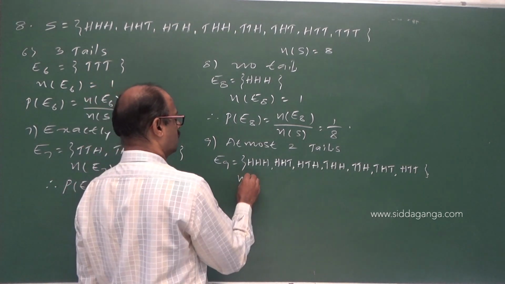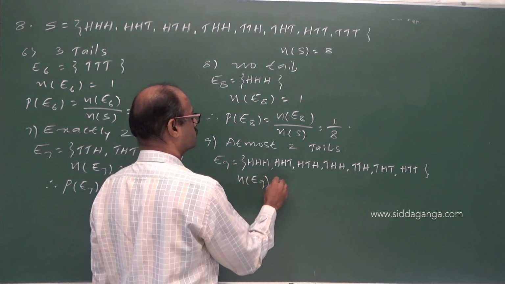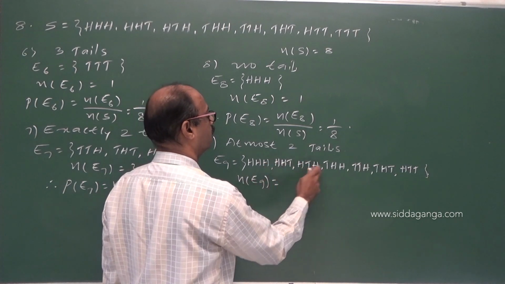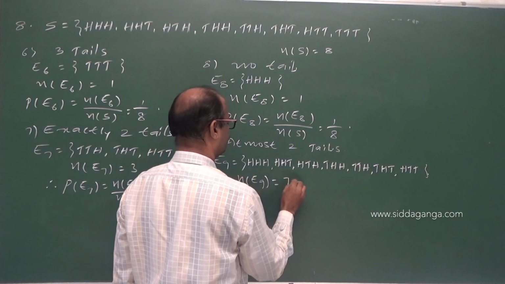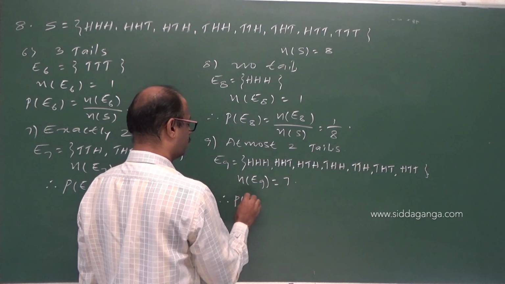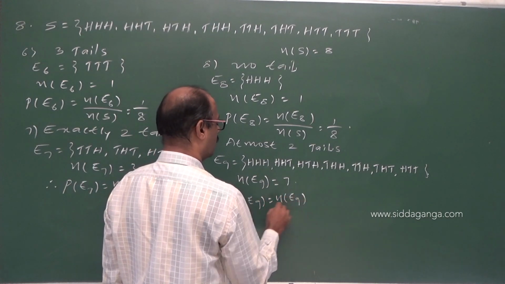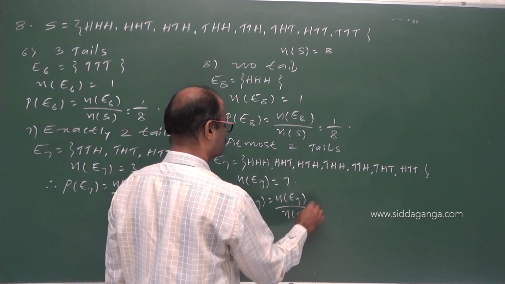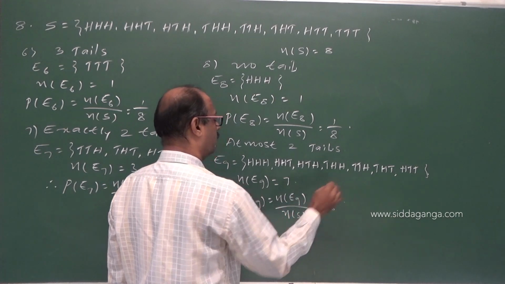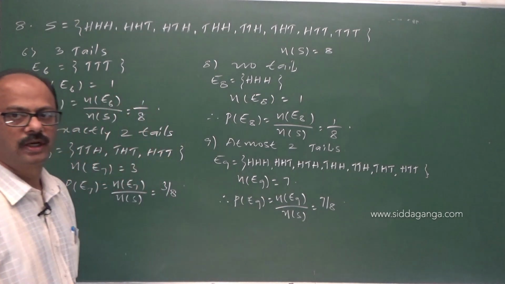So this is N of E9 is equal to 1, 2, 3, 4, 5, 6, 7. Therefore, P of E9 is equal to N of E9 divided by N of S, which is equal to 7 divided by 8.